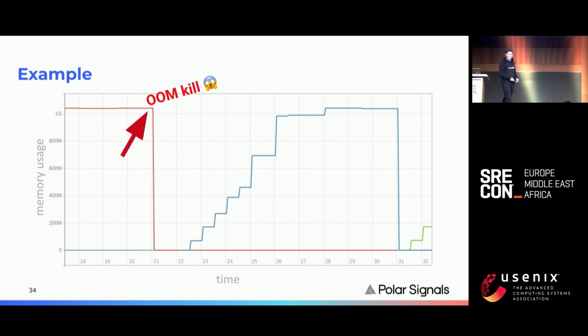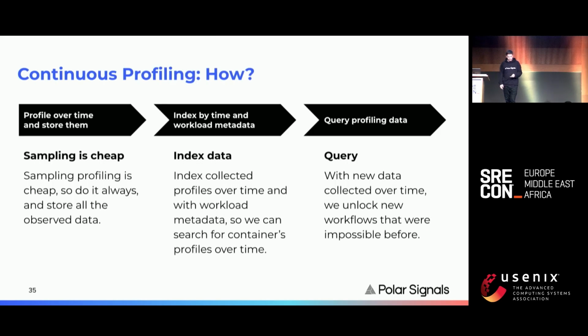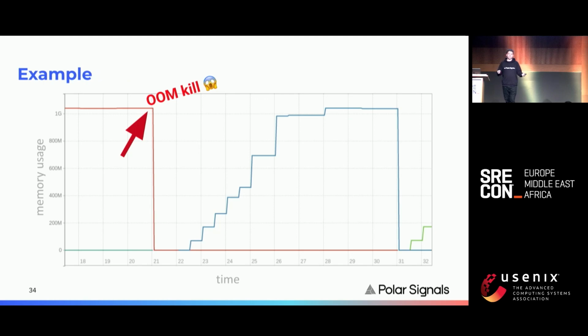OOM kill? So this is what we're seeing in Prometheus instances, for example, or in different other applications, and then it starts over, and then it gets killed again, which is not nice. And with just metrics, you can alert or you can see it, but you don't really know where deep down in the stack the problem actually is, right?